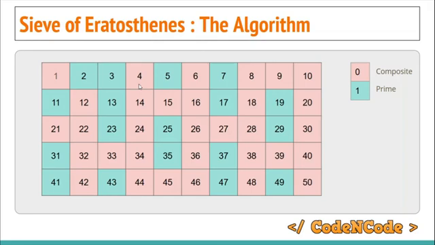Now 4 is 0, so it is not a prime number, so we do nothing but increment, so we reach 5. Now 5 is a prime number since it is marked 1, so we go to multiples of 5 and mark them as 0.